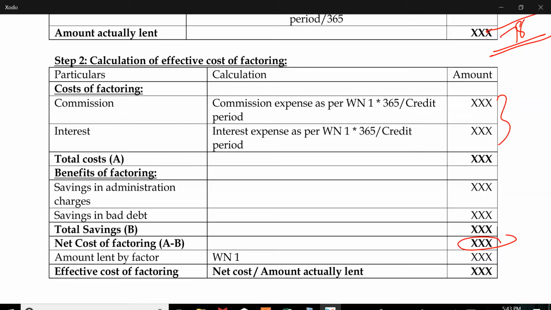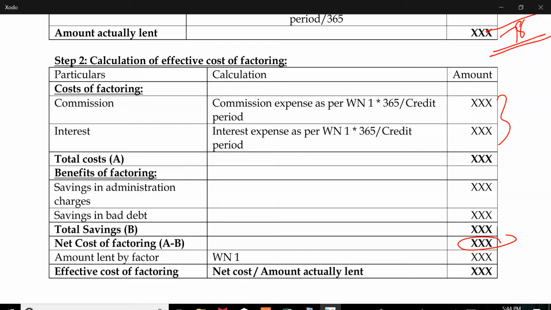In a cost benefit analysis, I pay some interest to the factor. Here something will come which says interest saved on bank loan. Like you have interest paid to the factor, you have an item called interest saved on bank loan, and you will finally get the net cost of factoring, which can be positive or negative. If it's positive, you go ahead with a factoring arrangement. If it's negative, you reject the factoring arrangement.